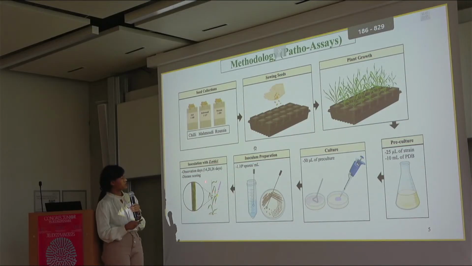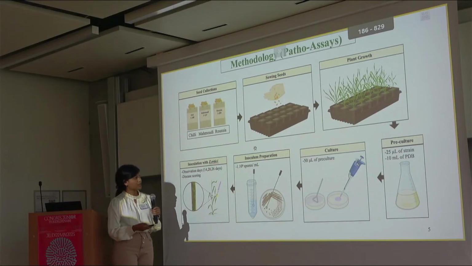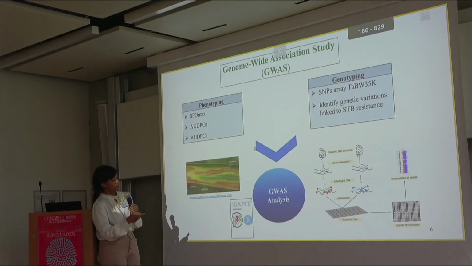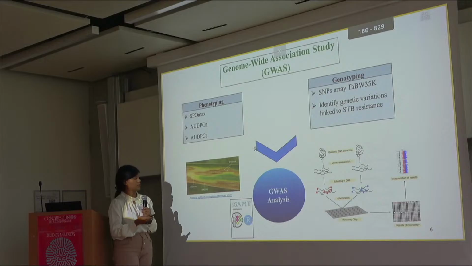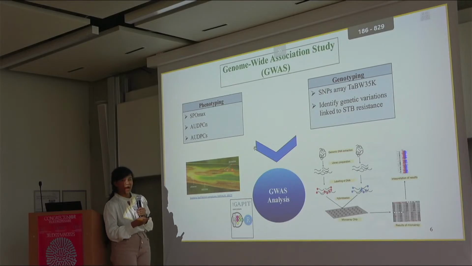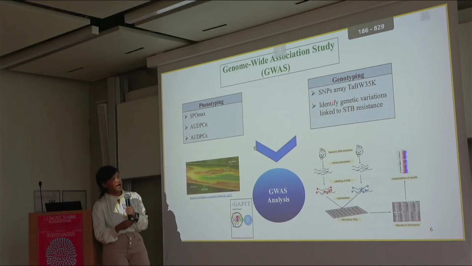And then we observe the symptoms in day 14, 20, and 26. So on our phenotypic side, we have the max sporulation, area under disease progression, necrotic, and sporulation as well. So here, the pycnidia are the black spots, and the necrotic is the brown and dead area. And on our genotyping side, it is generated from the SNP array.